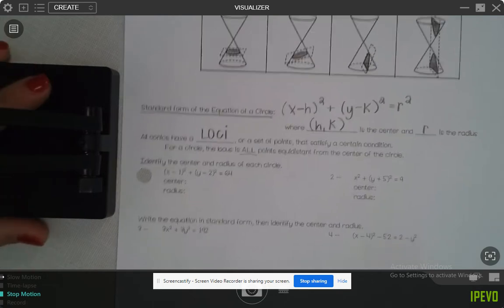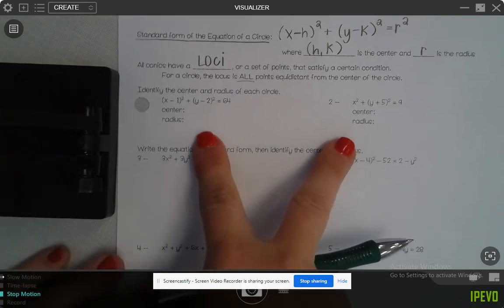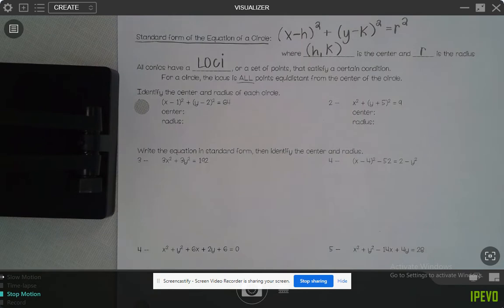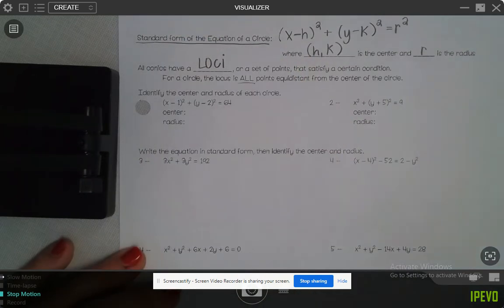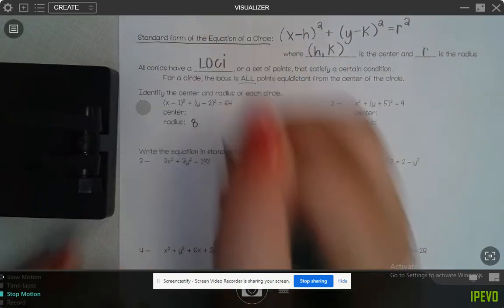All right. Now, first 2 examples here. They're in standard form. We need to get the center and we need to find the radius. The radius is the easiest thing to find. It's whatever the equation is equal to and take the square root of that. So what's this equation equal to? 64. What's the square root of 64? It's 8. So my radius is 8.